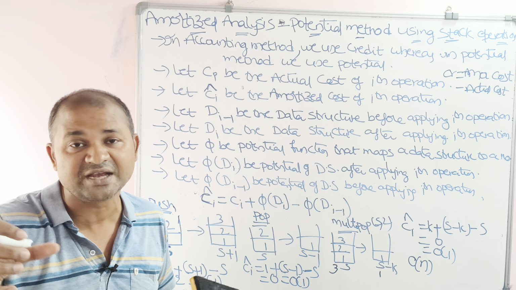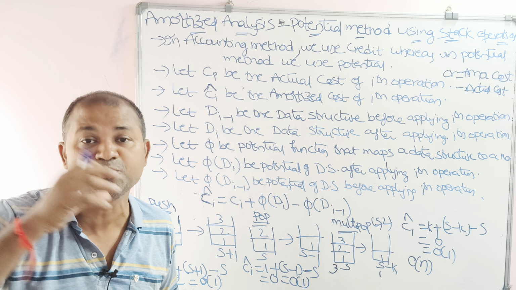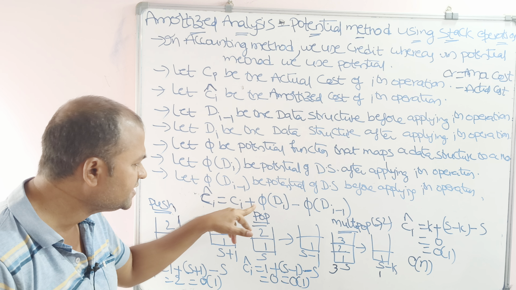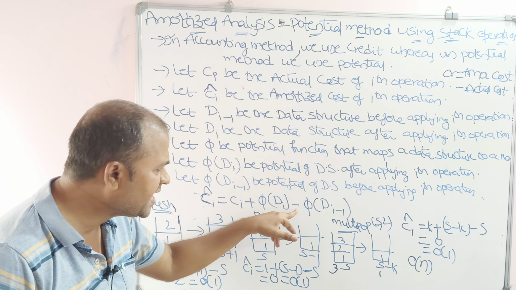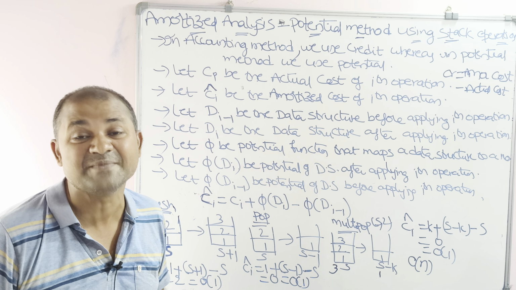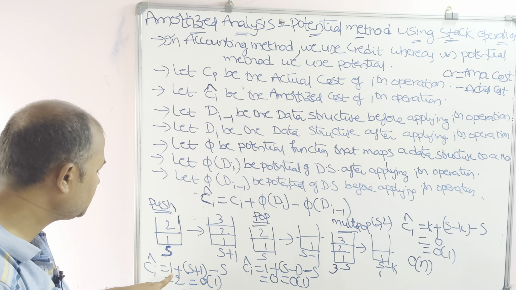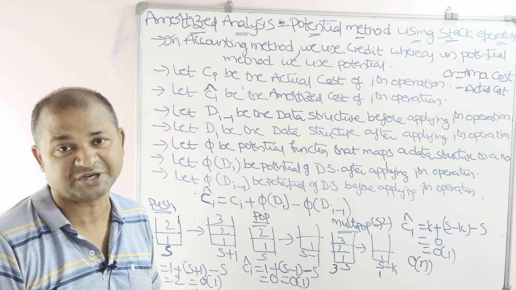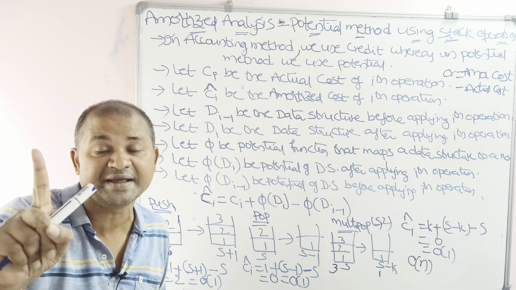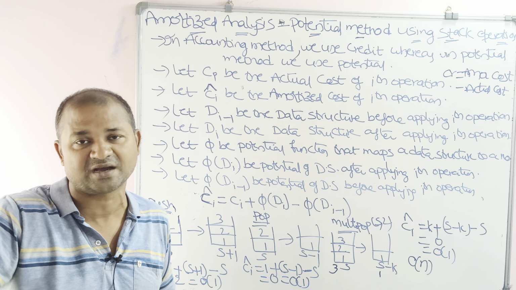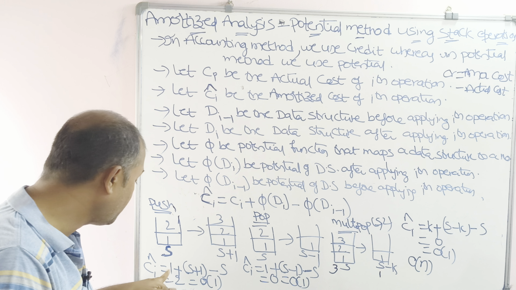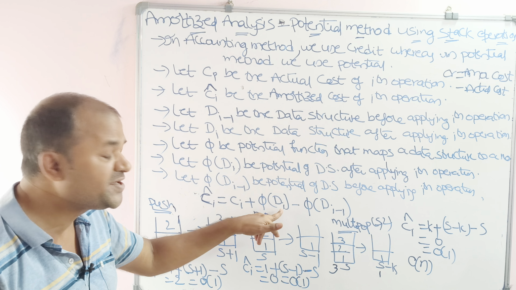Now let us calculate the amortized cost for the push operation. What is the formula here? Ci bar equals Ci plus pi of Di minus pi of Di minus 1. Ci means the actual cost of the push operation. Here we are pushing one element onto the top of the stack, so the actual cost for the push operation is 1. So 1 plus, next, pi of Di.